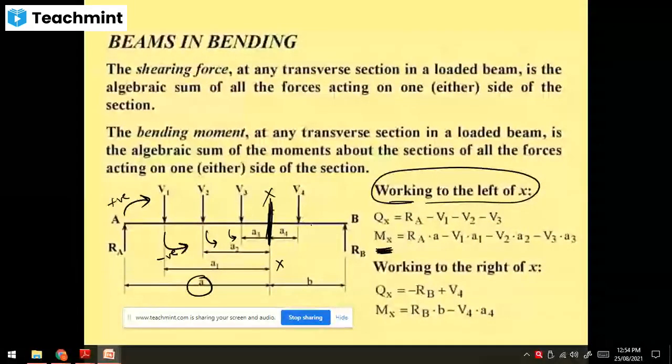Then towards the right of the section. This is creating the anti-clockwise, so it is taken as positive. And this is creating clockwise, so it is taken as negative. To the right of the section, Mx is equal to RB into B minus V4 into A4. So like that, you have to find out the shear force and the bending moment. Is it understood? Any difficulty, please?